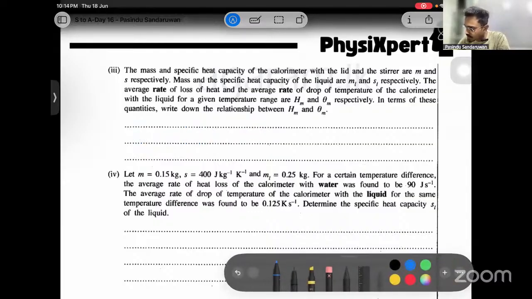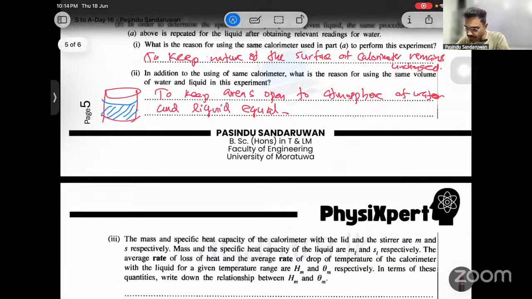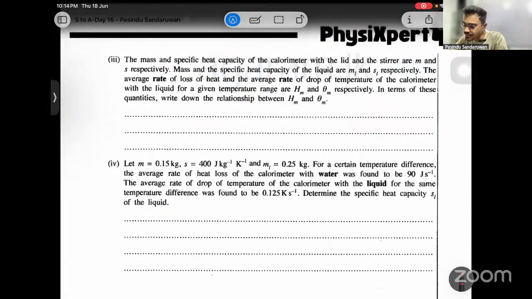Next, part 3. The mass and specific heat capacity of the calorimeter with the lid and the stirrer are M and S respectively. Mass and specific heat capacity of the liquid are M L and S L respectively. The average rate of loss of heat and the average rate of drop of temperature of the calorimeter with the liquid for a given temperature range are H m and theta m respectively. In terms of these quantities, write down the relationship between H m and theta m.